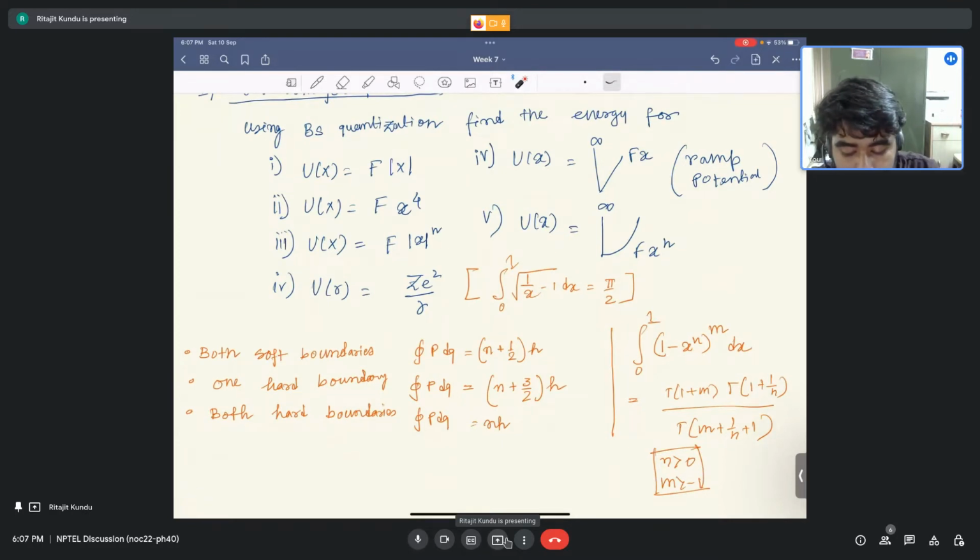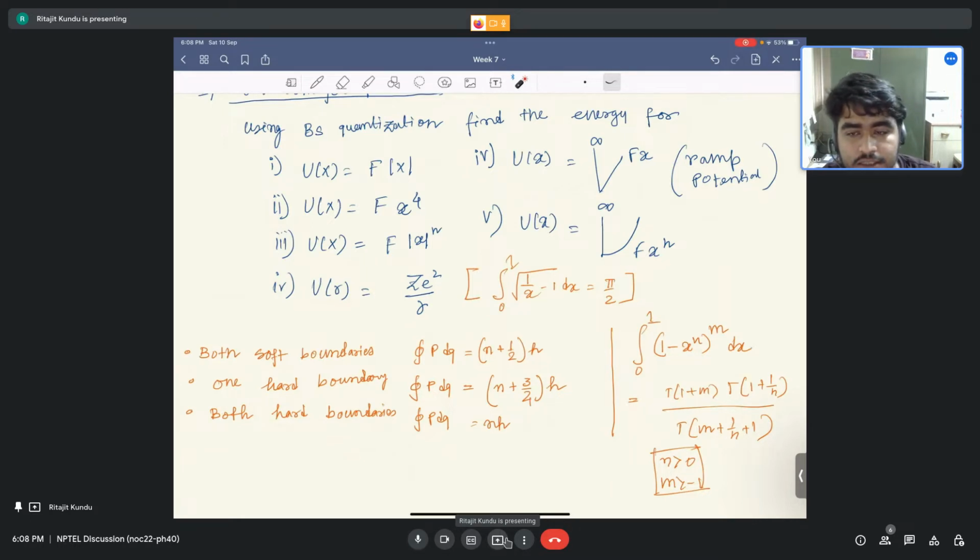So let's look at this first. This is kind of a recap for you, I guess. Now if we have soft boundaries, meaning a potential like this which does not go to infinity, so it's like a soft wall, a soft boundary. If there is a soft boundary and I calculate this quantity for that system, I will get quantized values, but there will be a half. You can also arrive at these results from WKB, which is covered in the lectures.